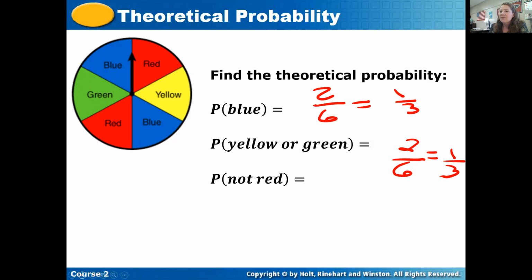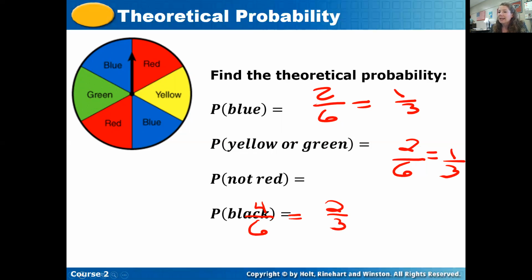What's the probability of getting a section that's not red? Well, there's still 6 sections. And how many of those sections are not red? Well, there's 4. 4 sections are not red. I can divide both numbers by 2, and I get 2 out of 3.